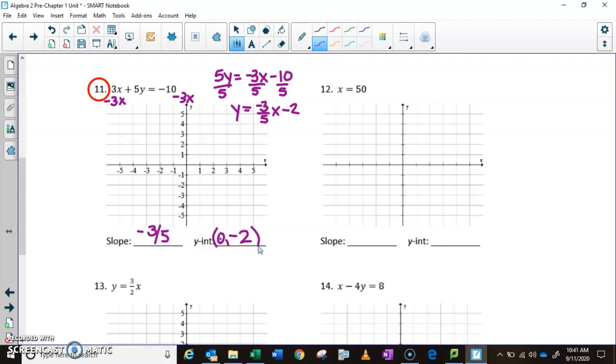And now we can sketch. My y-intercept is -2. Slope is down 3, run 5, or I can go up 3 and back 5, and sketch in your line.